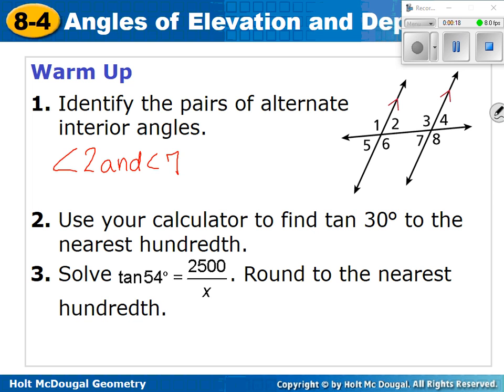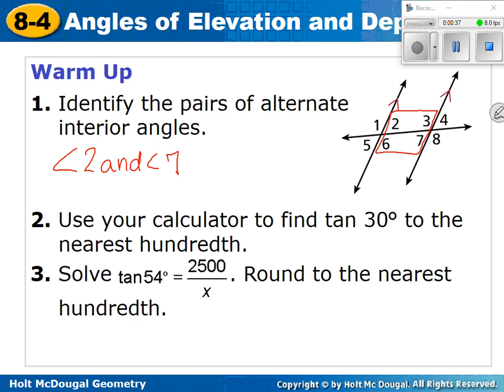So Gavin, remember, alternate interior are on opposite sides of the transversal, but they're interior, meaning they're in between the two lines. So all of these 4 angles are considered interior angles. These 4 are considered exterior angles. Does that make sense? Okay.